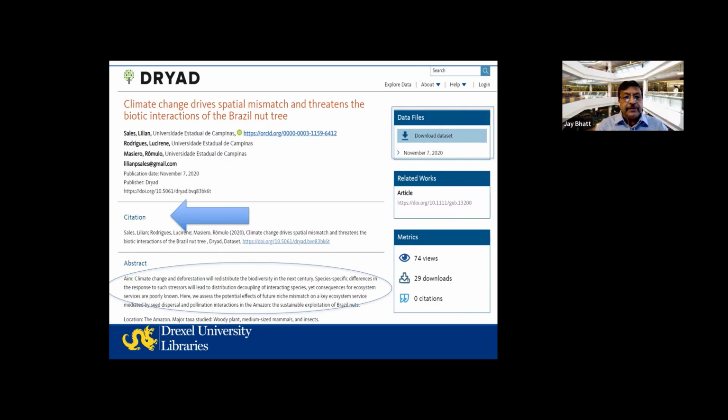There are very specific data sets that can be found here using climate. Again, we are talking about climate change and deforestation and how those data can be discovered. And here is the particular link, and this is where you can download this data set. It also gives you some metrics, how many downloads there have been so far.